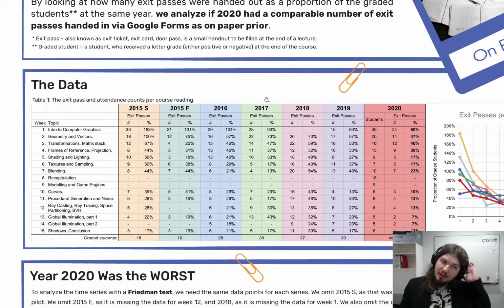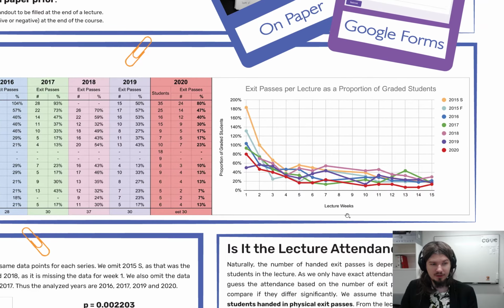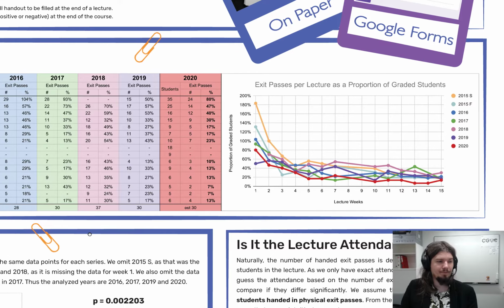Now we can count these exit passes from previous years and we can find out how many filled them this year. So here are the counts of all these handed in exit passes. And there are also percentages of how much this count is of the number of graded students. So a graded student is a student who received a letter grade at the end of the course. And visually the data looks like this. We can see there is this distinct curve in the beginning and then numbers stabilize from around week 4.